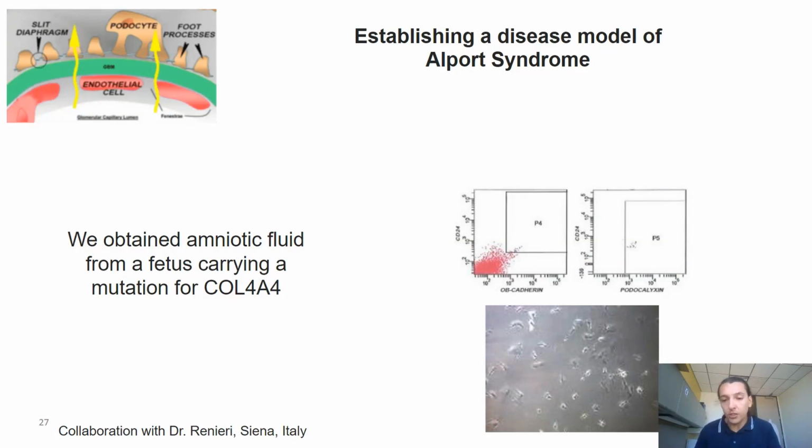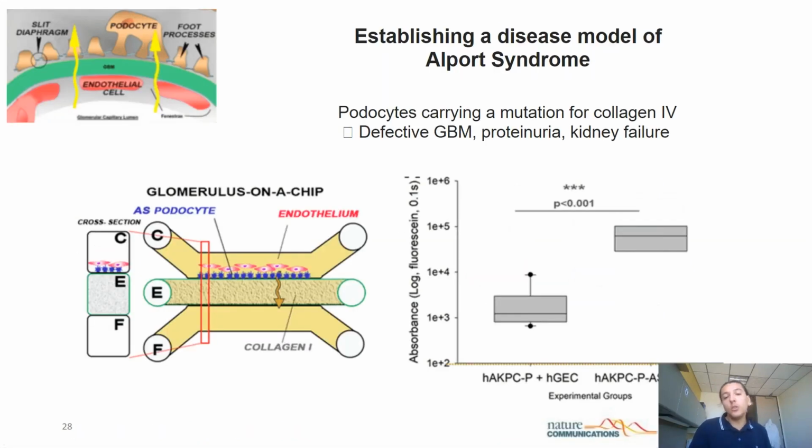and we were able to expand them before differentiation. Once we used those defective podocytes on the chip, we were able to show that these podocytes that were carrying this mutation for collagen 4 were leading to the production of the defective GBM, leading to proteinuria on the chip, as you can see on the panel on the right. And this one was a statistically significant difference.